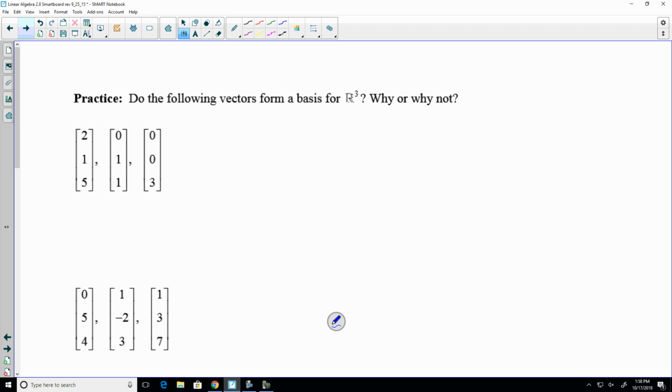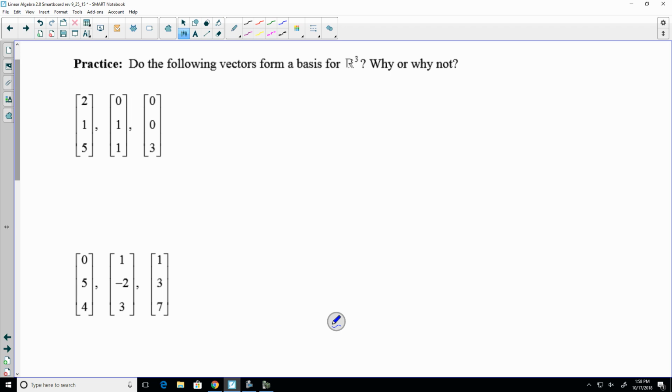Okay, so we want to know, do the following vectors form a basis for R3? And why or why not? What I want to know is, I've got three vectors in R3. They have to row reduce to the identity matrix. If they're linearly independent and I have three of them, then three linearly independent R3 vectors span R3. That makes them a basis. So do these row reduce to the identity?